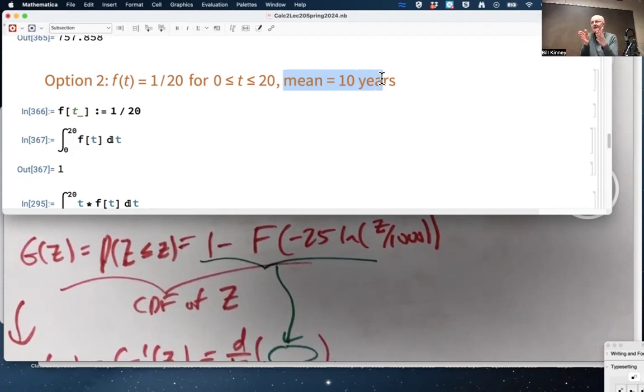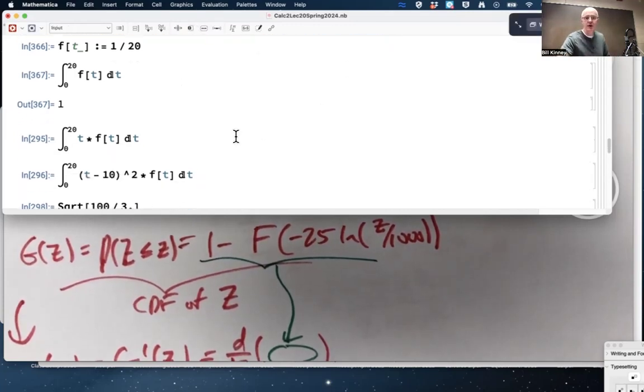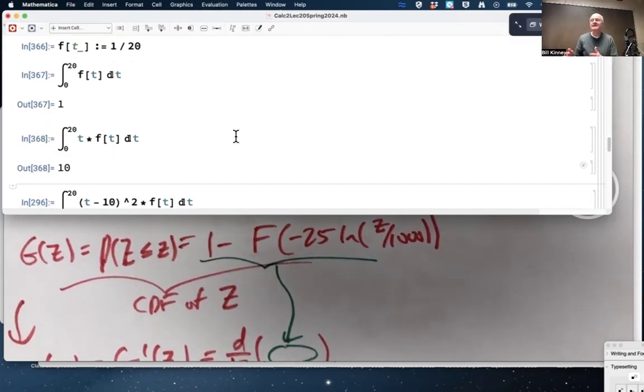Center of mass is right in the middle. Between 0 and 20, it's halfway, 10. If you integrate t times f of t from 0 to 20, you get 10. Notice these integrals are from 0 to 20, not 0 to infinity, because the graph of f is 0 when t is bigger than 20.